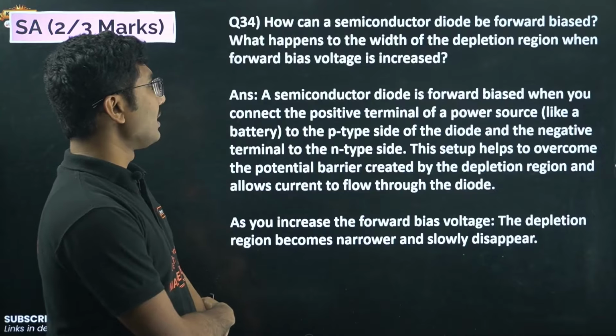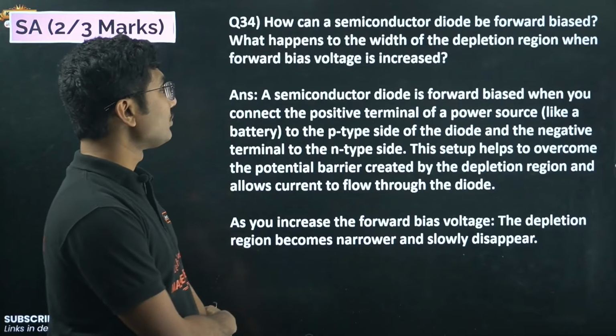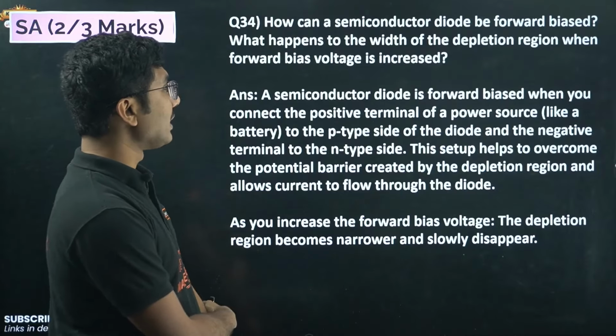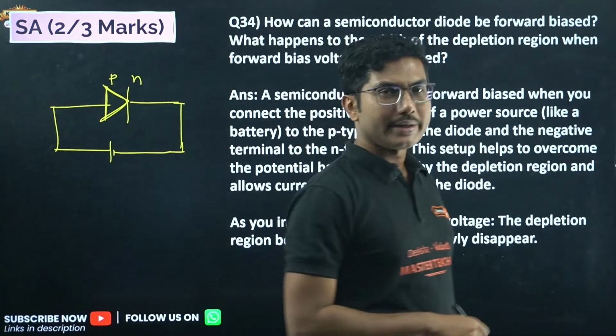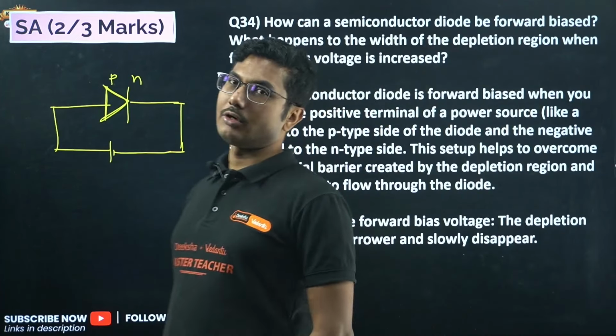How can a semiconductor diode be forward biased? What happens to the width of the depletion region when forward bias voltage is increased? A semiconductor diode is forward biased when you connect the positive terminal of the power source like a battery to the P side of the diode and the negative terminal of the battery to the N side. Okay, so you have a diode, this is the P side, this is the N side. If you connect the P side to the positive and the N side to the negative, this is called forward bias. So when the current is trying to flow in the direction of the arrow, then it is called forward biased, and if it is in the opposite combination, then it is called reverse biased.